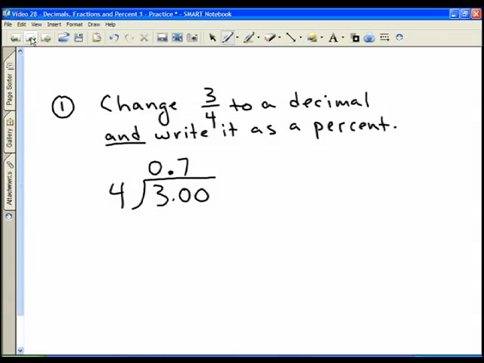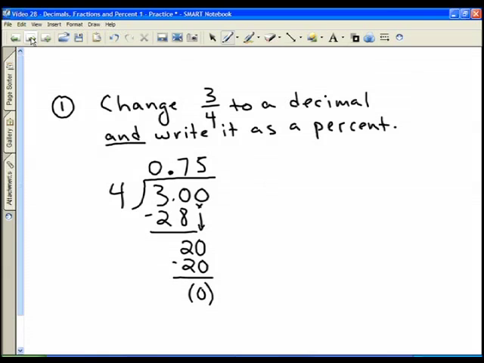And 4 goes into 30 7 times. 7 times 4 is 28, and we write that underneath, and then we subtract. 30 minus 28 is 2, and now we bring down our 0, and we get 20. Now how many times does 4 go into 20? 4 goes into 20 5 times, and now again, 5 times 4 is 20. We write it underneath and subtract, and we see here that we get a 0 remainder.